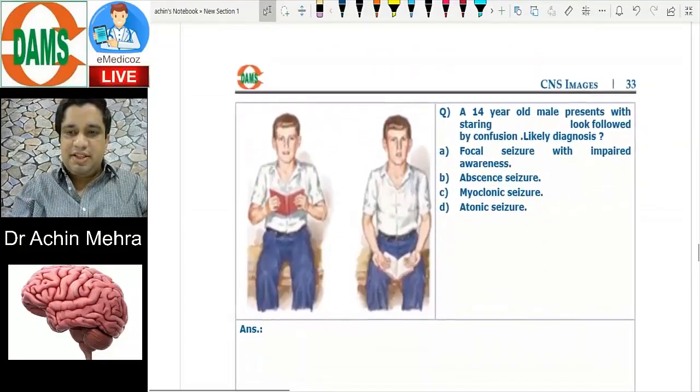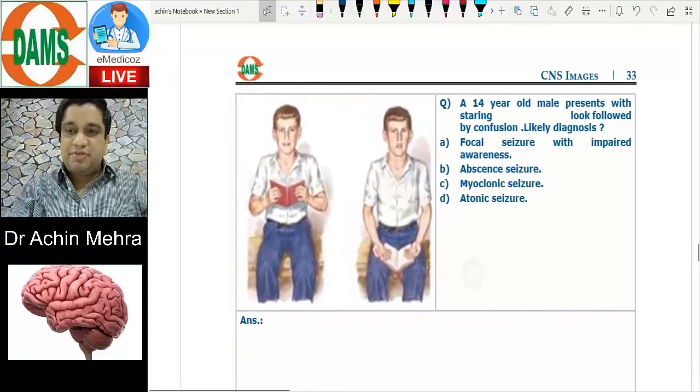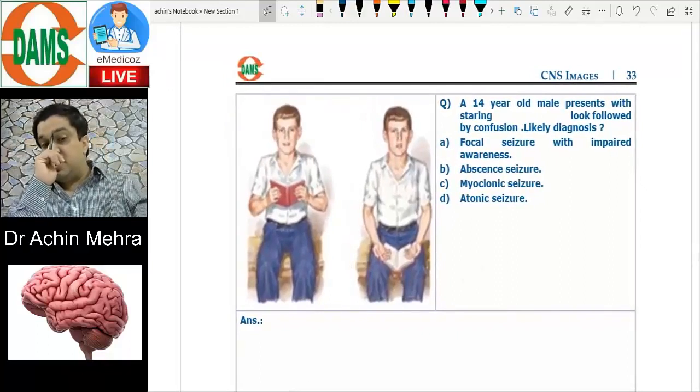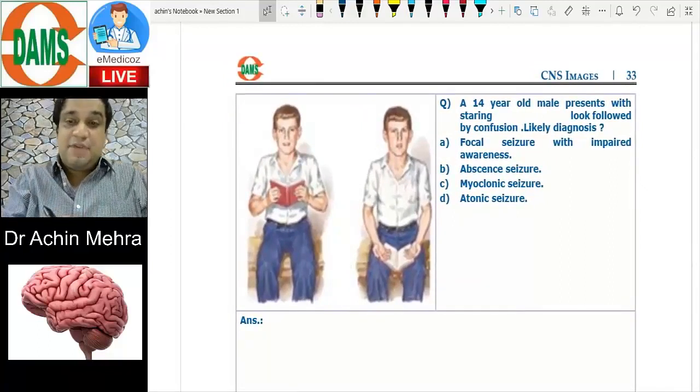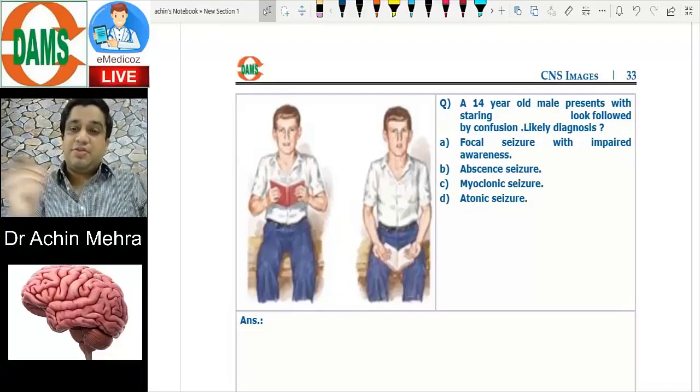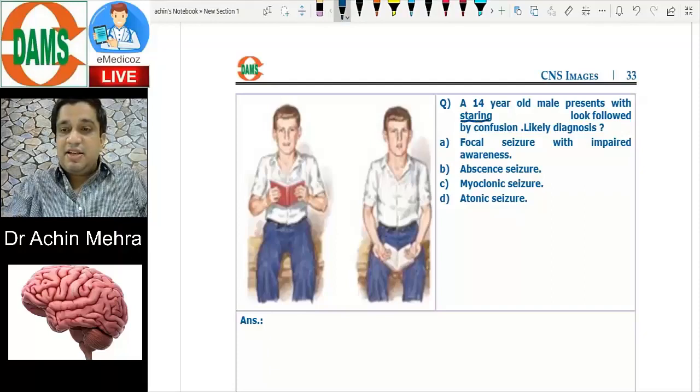Now the next question is another question that we have done in the class, and this image is describing a 14-year-old male who presents with a sudden staring look. The patient looks at me and stares at me suddenly, followed by a confusion, right? Okay, so what is the likely diagnosis? We've done this question in the classroom, if you remember.